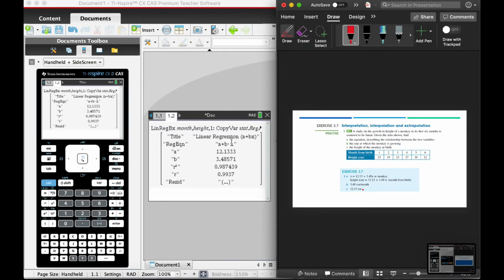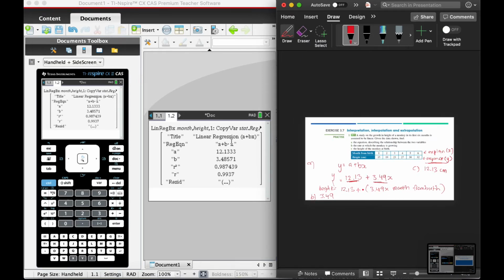Now, how would you find the units in this case? Well, remember the gradient formula is m is equal to y2 minus y1 over x2 minus x1. If you recall, that was the formula to calculate the gradient. In this case, the units for y2 minus y1 is in centimeters. The units for x2 minus x1 is going to be in terms of months. So therefore, the units for the gradient is going to be centimeters per month, which is what the answer had as well. Let's move on to the next question.